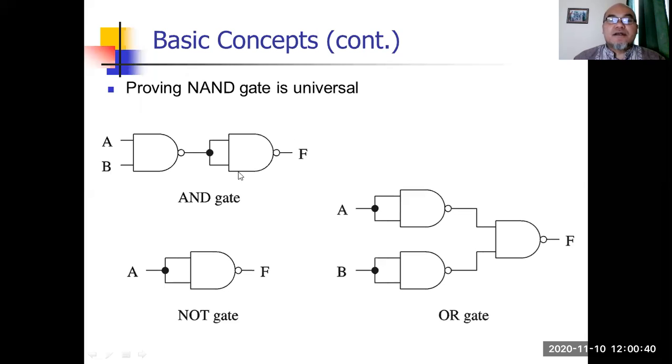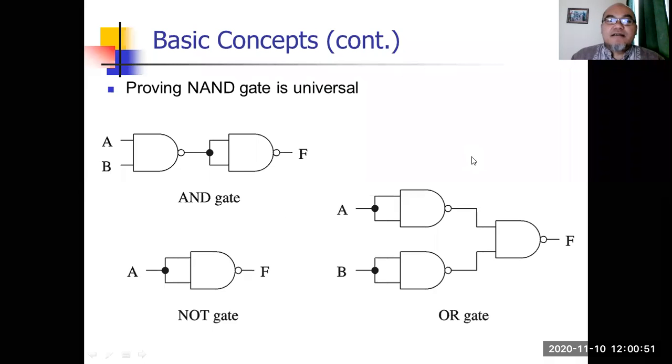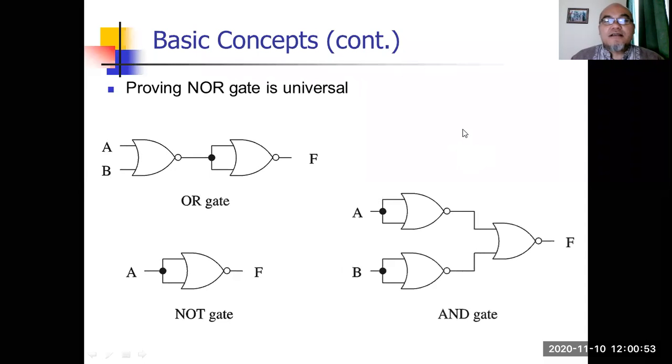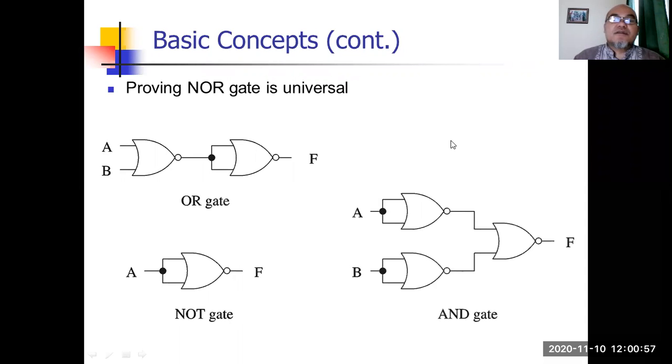Using a NAND gate, you can make an AND gate like this. You can also make a NOT gate like this, or you can make an OR gate using 3 NAND gates. NOR gate is also a universal gate, because using NOR gate, you can develop an OR gate.